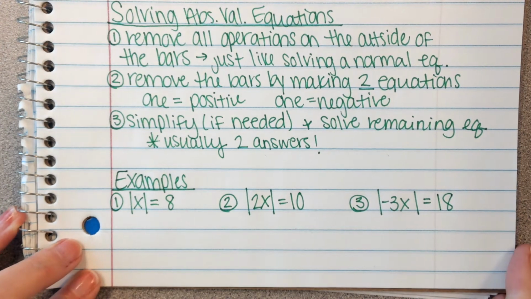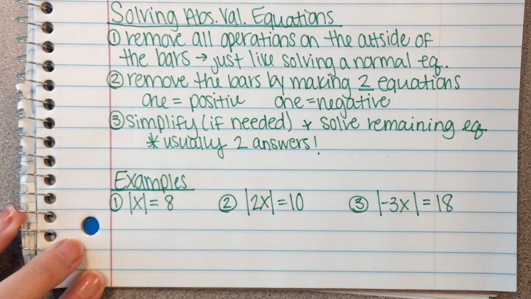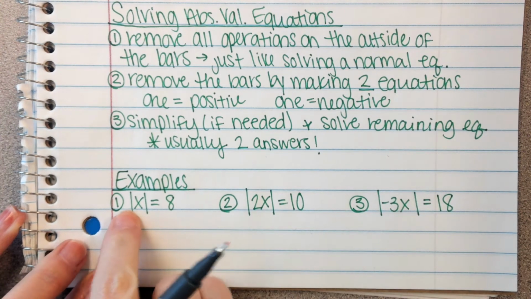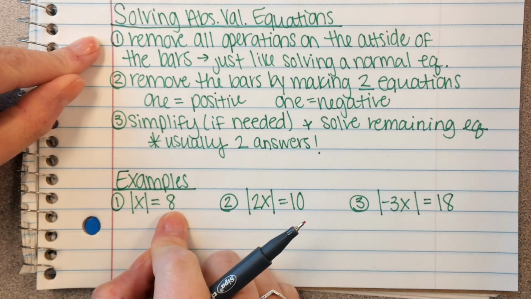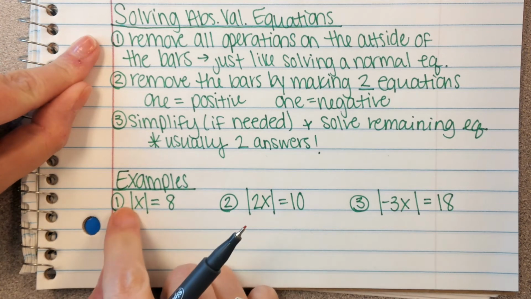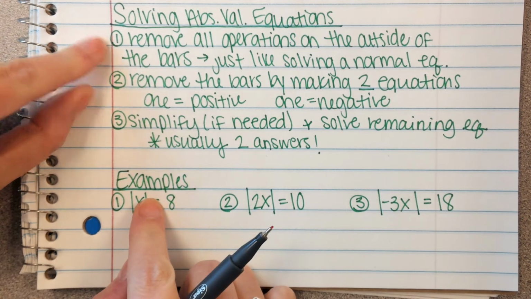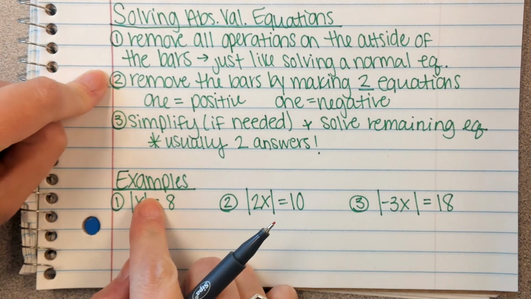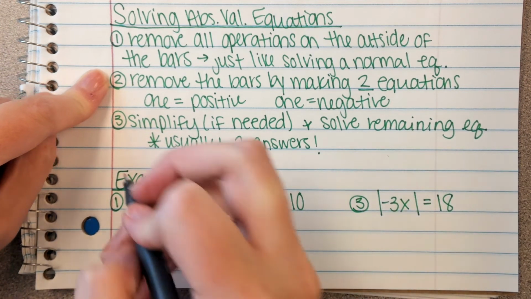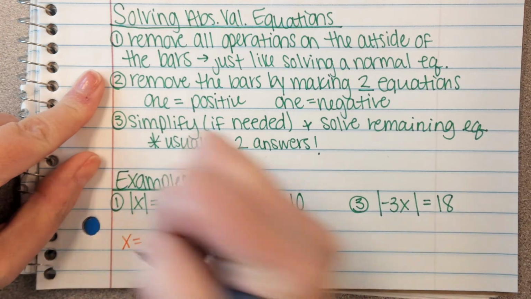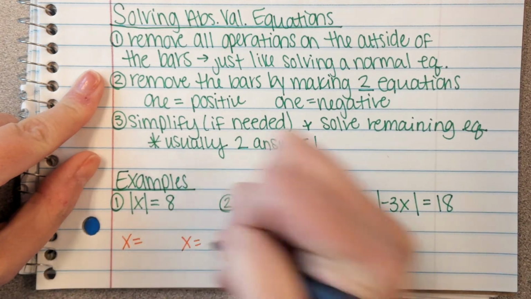Here are our first 3 examples. So we'll look at these together. So number 1, the absolute value of x equals 8. So step 1, remove all of the operations on the outside. There are no operations on the outside of the bars, so we skip. Number 2, remove the bars by making two equations. So we're going to remove the bars, and what's left inside is an x. So we have x equals and x equals.